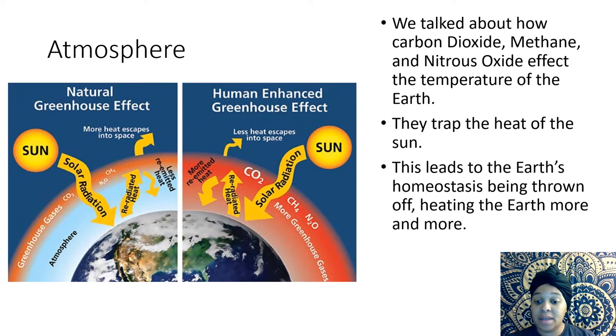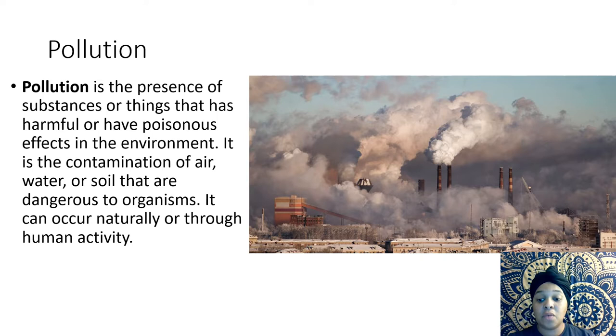So last time we talked about pollution, mainly pollution within the water and the soil. It was a great lesson, Dr. Barclay. Thank you very much. So what is pollution? Just again, an overview. Pollution is the presence of substances or things that have harmful or poisonous effects in the environment. It is the contamination of air, water, or soil that is dangerous to organisms. It can occur naturally or through human activity.